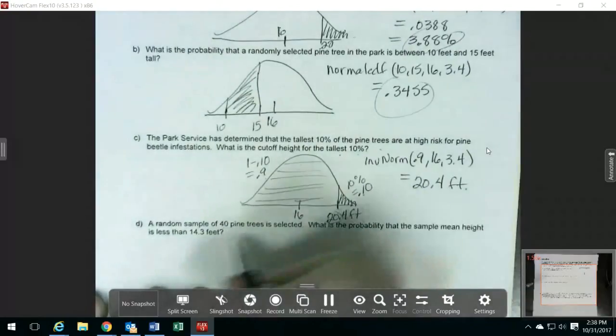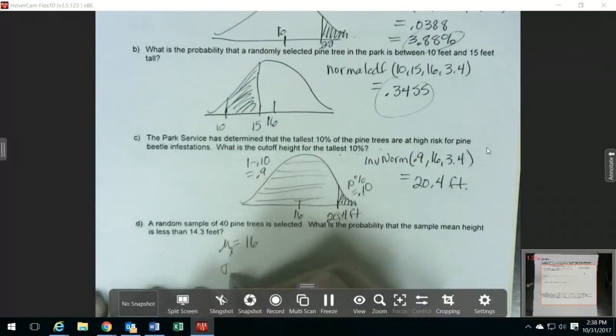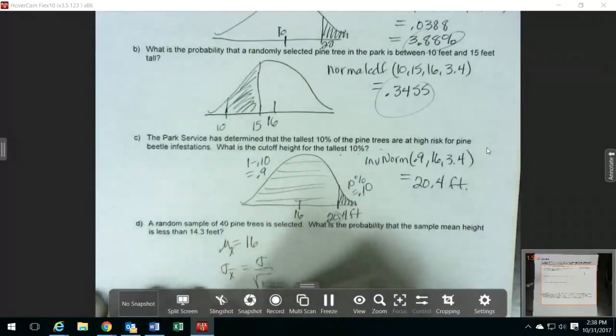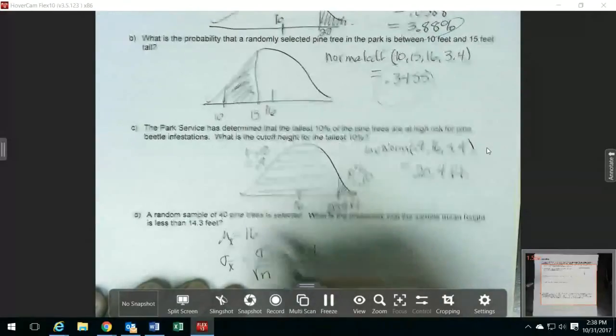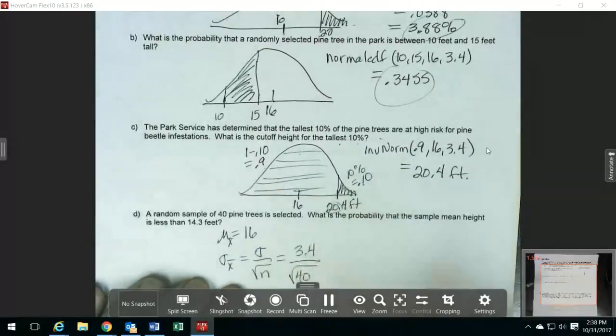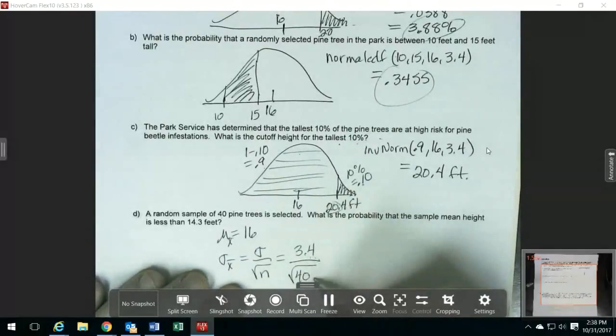So the mean is the same. So our mean is going to be the 16. But the standard deviation for this, we take our original standard deviation and divide it by the square root of the sample size. So that's going to be our original standard deviation of 3.4 divided by the square root of 40. So we're going to use this for our standard deviation instead of just the 3.4.